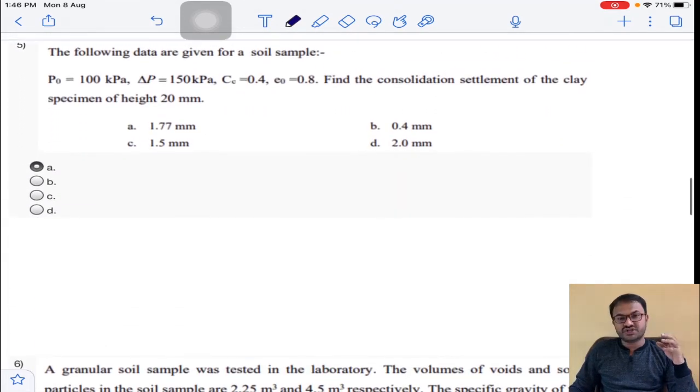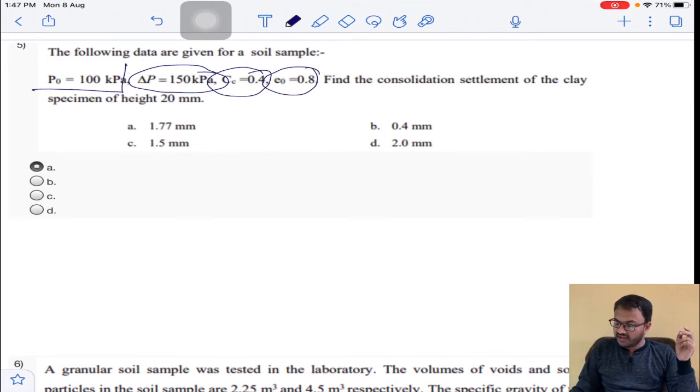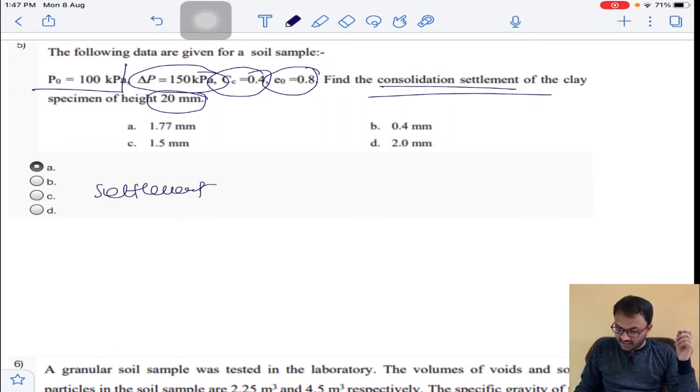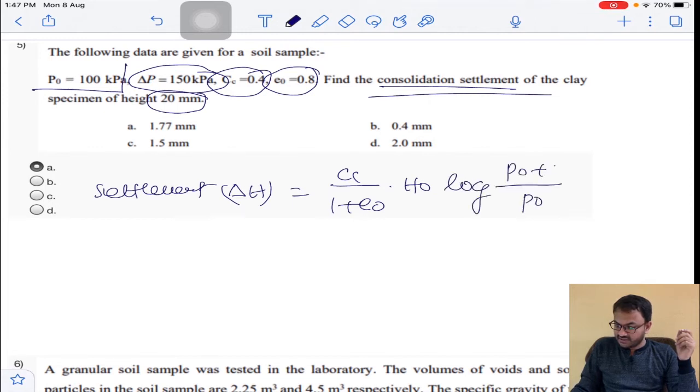Now coming to the most important concept throughout soil mechanics, which is consolidation. There is a question on this. The following data are given for a soil sample: P0 is 100 kPa, delta P is 150 kPa, Cc is equal to 0.4, e0 is equal to 0.8, and the height of the sample is 20 mm. We need the consolidation settlement. We have a formula, the most important relation: consolidation settlement delta H is Cc by 1 plus e0 into H0 into log of P0 plus delta P by P0.